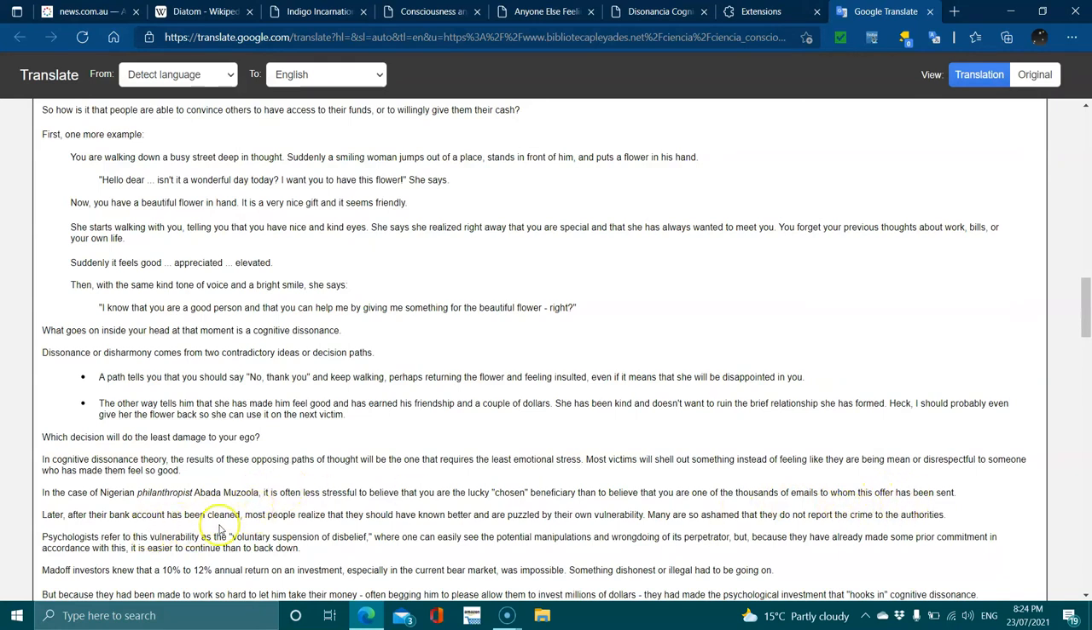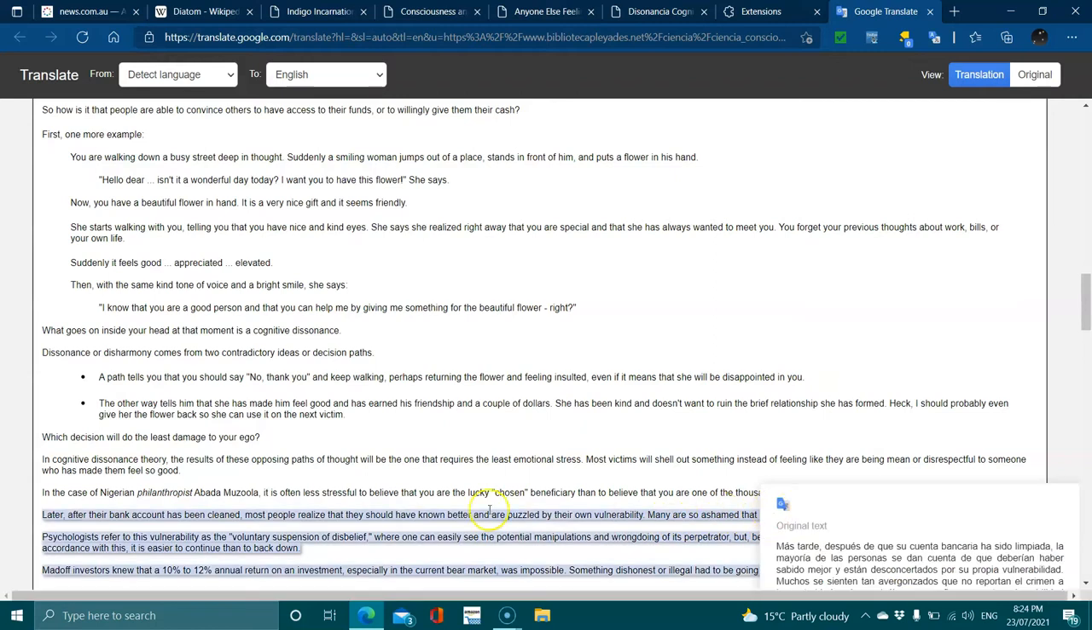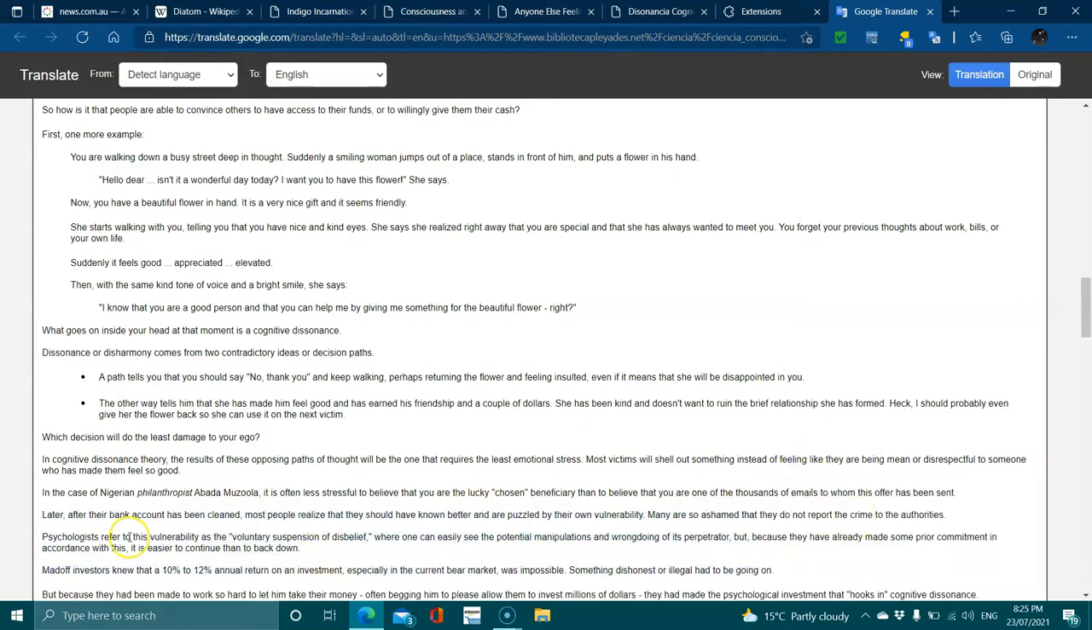Later, after the bank account has been cleared, most people realize that they should have known better and are puzzled by their own vulnerability. Many are so ashamed that they do not report the crime to authorities. Psychologists refer to this vulnerability as a voluntary suspension of disbelief, where one can easily see the potential manipulations and wrongdoings of the perpetrator, but because they've already made some prior commitment, it is easier to continue than to back down.